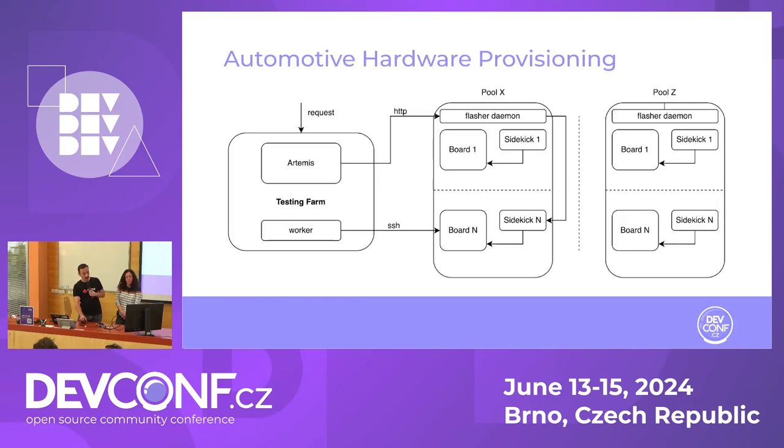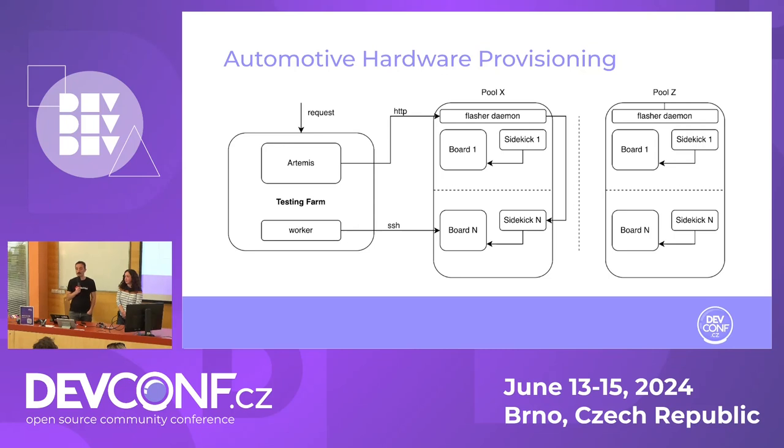So now we know that we are using a testing farm to provision hardware and DMT to run our test on that hardware. Here is an overview of how we are able to provision physical hardware. Essentially, a user request that comes to testing farm has some information about the hardware, and a piece of testing farm named Artemis is able to call something that we call a pool. That is essentially an abstraction of a set of hardware. It's a web application that runs a Flasher daemon, a service that is able to provision a board.